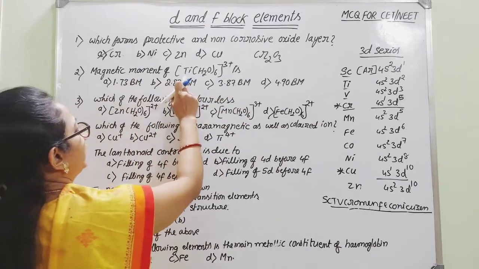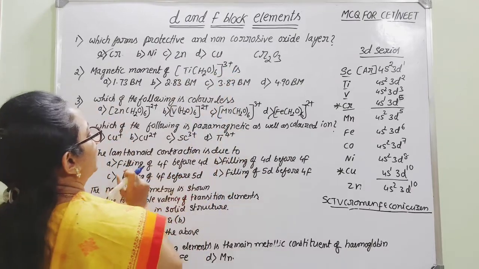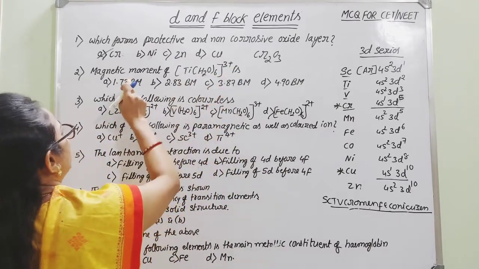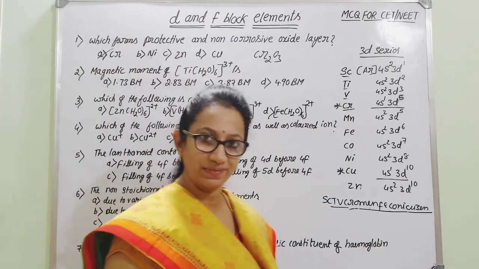Magnetic moment of titanium. So, hexaaquatitanium 3+, it is a complex ion. He is asking for the magnetic moment of this titanium. It is in the form of a complex ion.